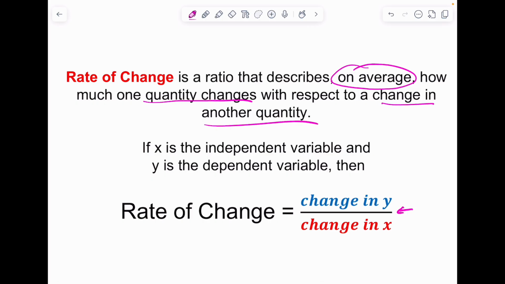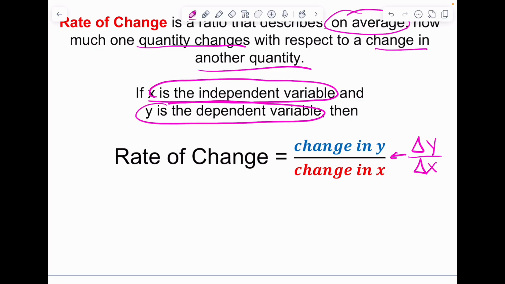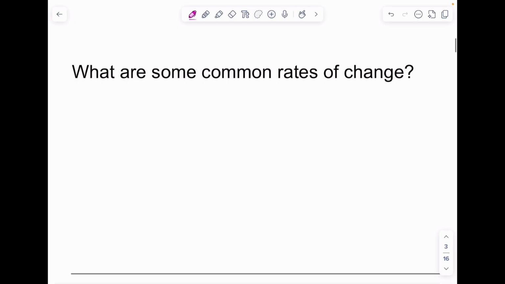So you see below in blue and red ink, we refer to it as your change in y over your change in x. Y and x being the two different quantities that are changing. Sometimes we use the Greek letter delta to talk about change in. So maybe you've seen delta y over delta x, which means your change in y over your change in x. And that is when x is your independent variable and y is the dependent variable. So this is when your independent variable is on a horizontal axis and your dependent variable is on a vertical.